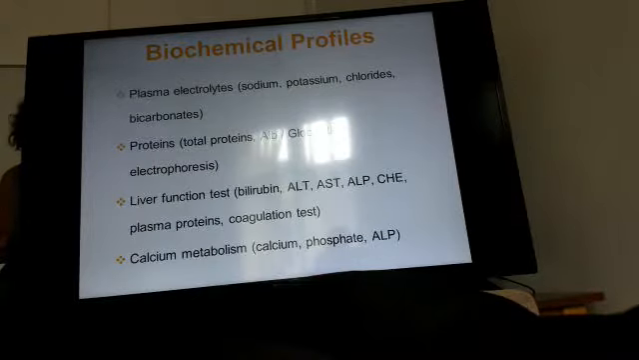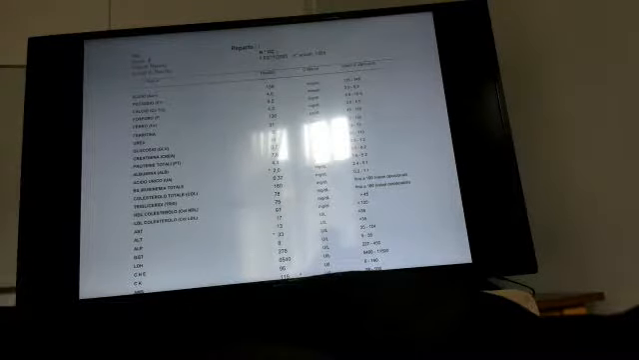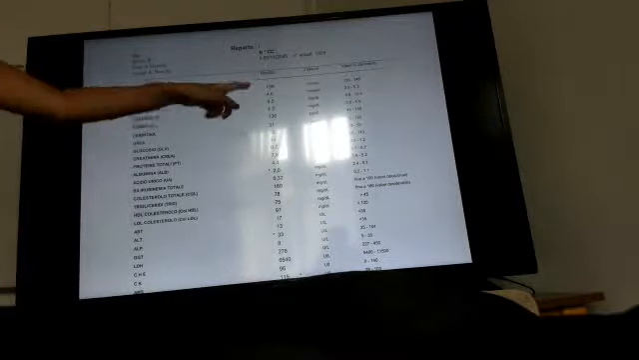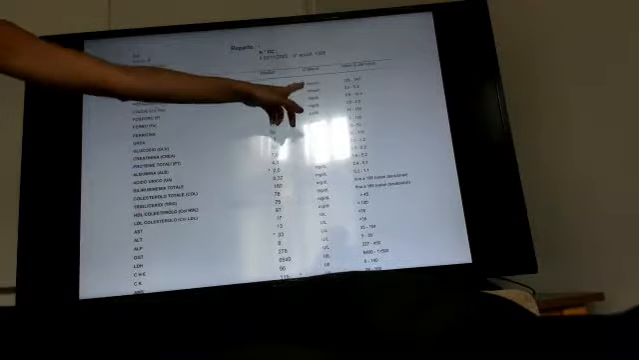Here are some examples of what you can do. This is an example of the results. Every one of you has already seen something like this. This is a classical biochemical evaluation. So these are the commonly evaluated biomarkers. These are the results in your patients.